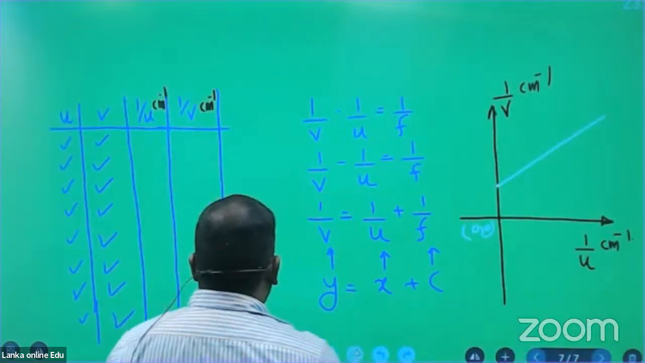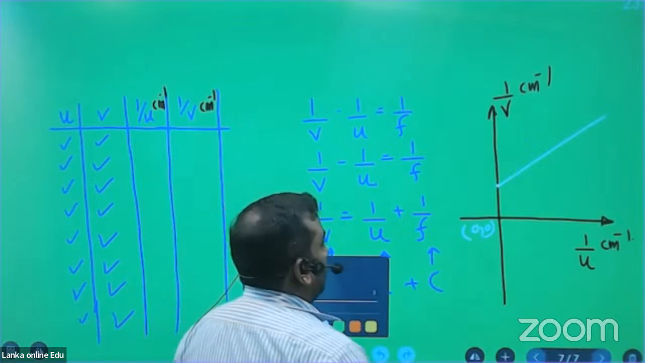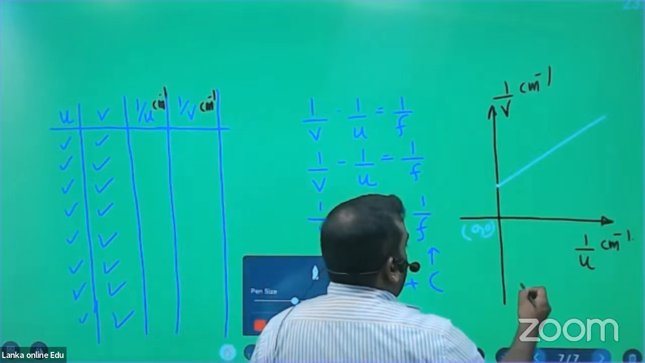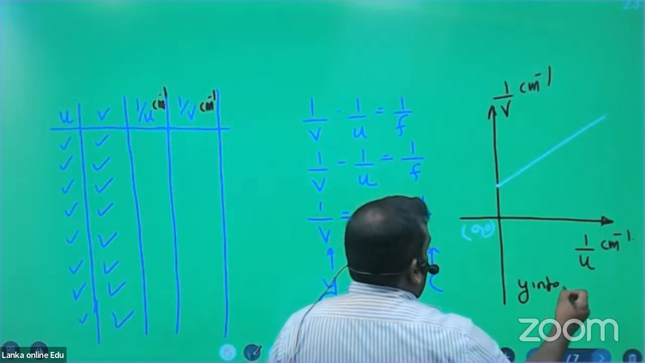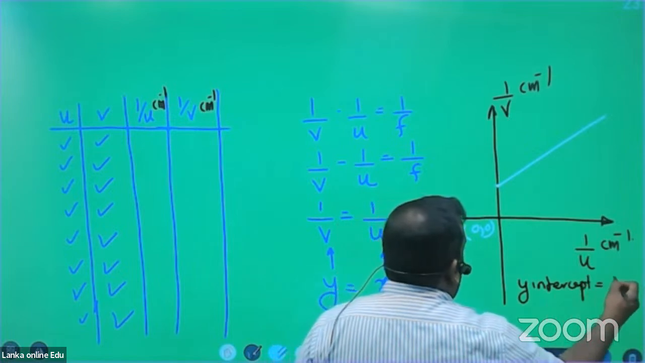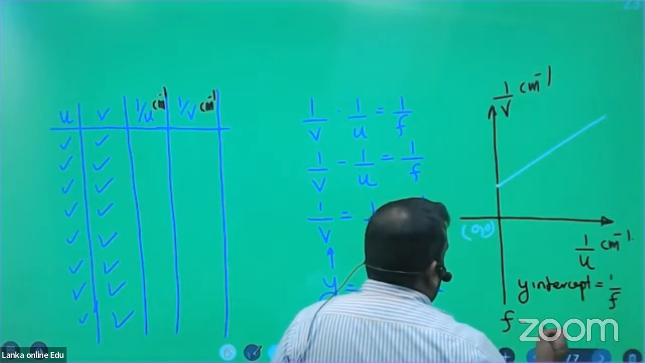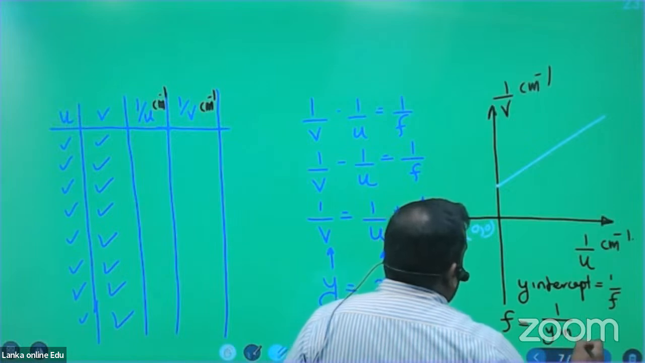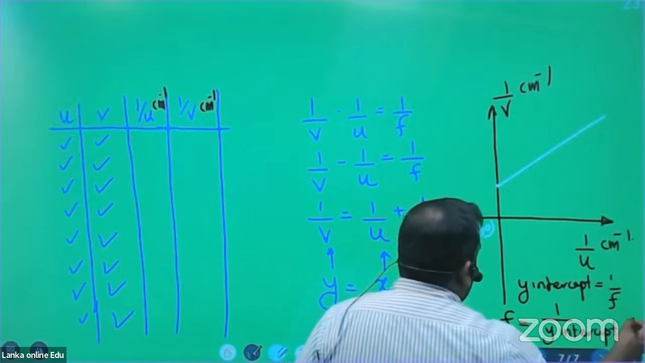Now what? Simple. Y-intercept is 1 over F. F is equal to 1 over Y-intercept. Finished.